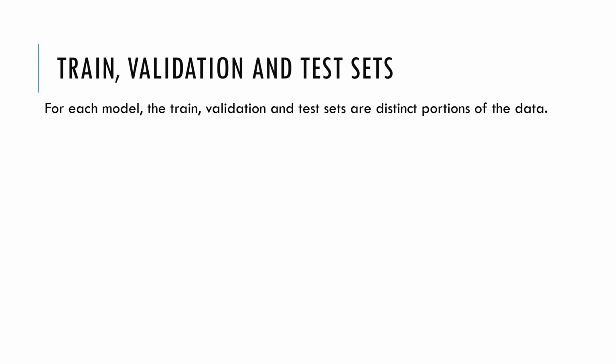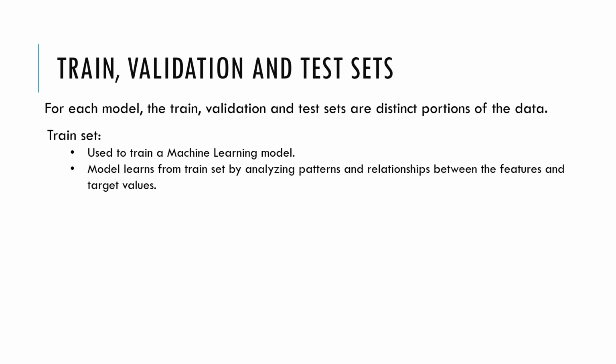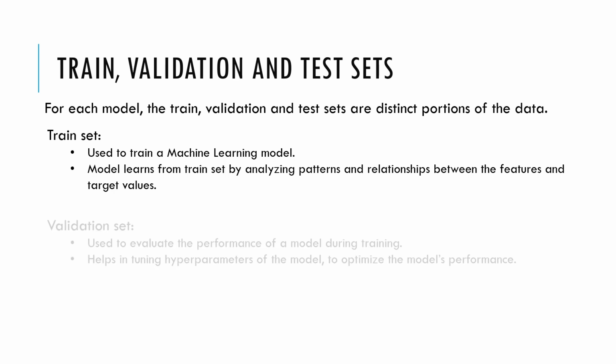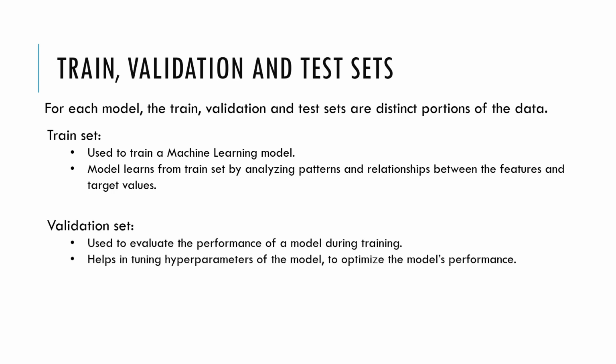The train set is used to train the machine learning model. The model learns from the train set by analyzing the patterns and relationships between features and target values. The validation set is used to evaluate the performance of a machine learning model during training. It helps in tuning the hyperparameters of the model, which are used to optimize the model's performance.